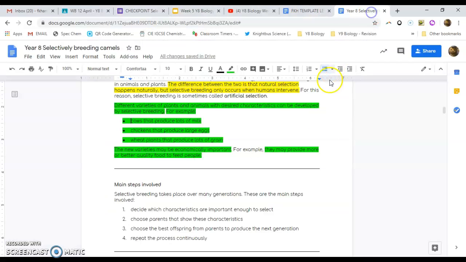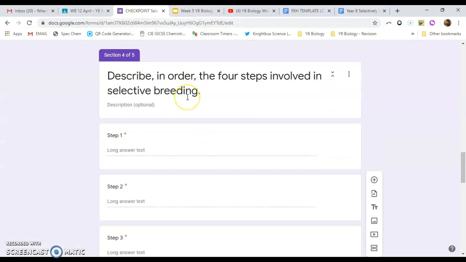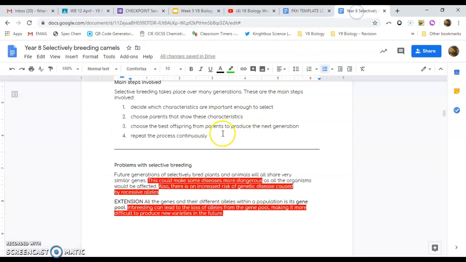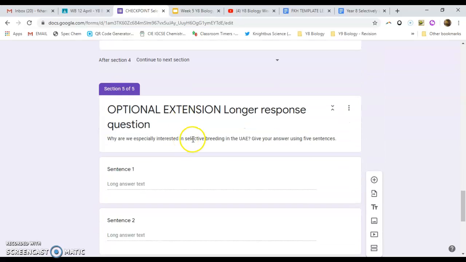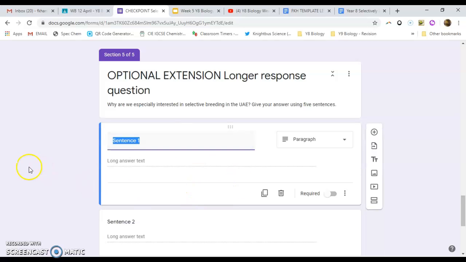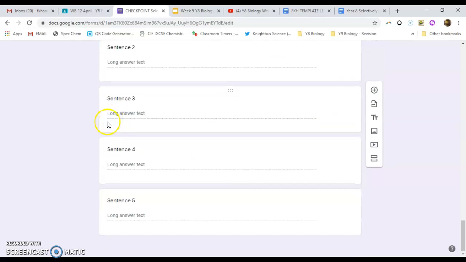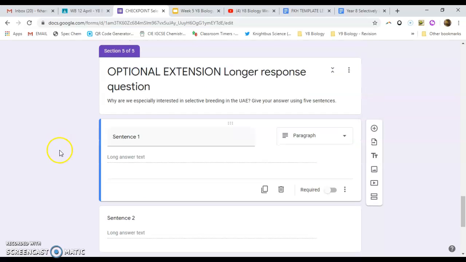2 disadvantages of selective breeding. Really talking about linking your points to disease, increased risk of genetic disease, and the loss of variety. Then after that, 4 steps involved in selective breeding. Those are the steps that are involved. And then right at the end, you've got an optional extension. So you don't have to finish this one. It is not required. It's only if you have found this to be very easy. If your target grade is A or an A star, I would like you to complete the extension.